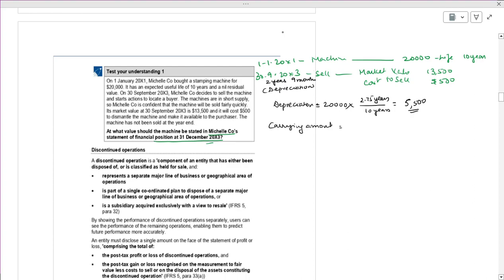Carrying amount will be how much? It is 20,000 minus 5,500. Carrying amount as on the date of sale, 30th September 2003. 20,000 is the cost, and this is the accumulated depreciation. It comes to 14,500. Are you clear about this?